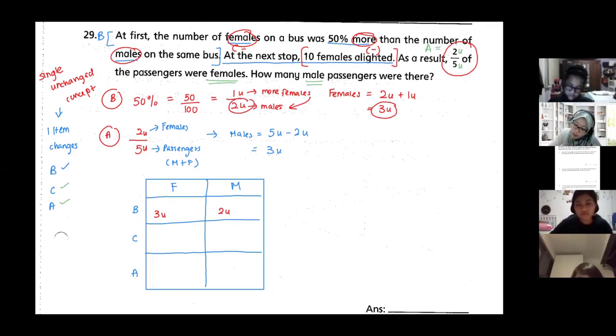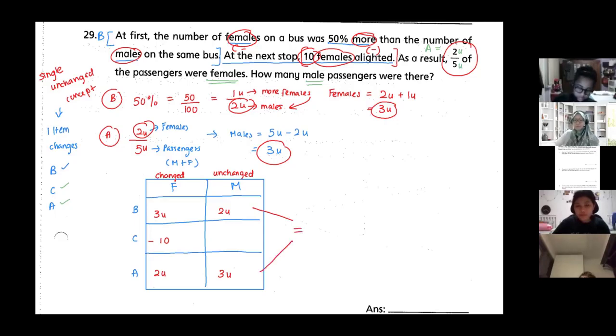Who changes? Only females alighted. And how many? 10 females, so minus 10. After, females will be 2 units, so I put 2 units there. After, males is 3 units, so I put 3 units there. Like that. Now we have to work things out. I know that my female changes, but my male is unchanged. When it is unchanged, the before and after remain the same. So it should be the same.